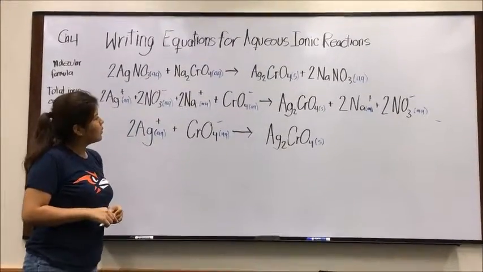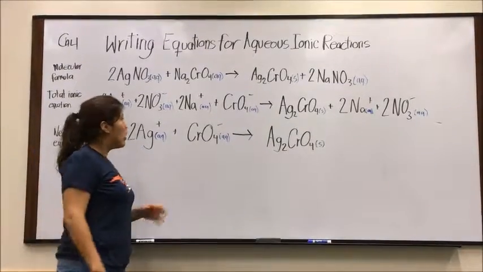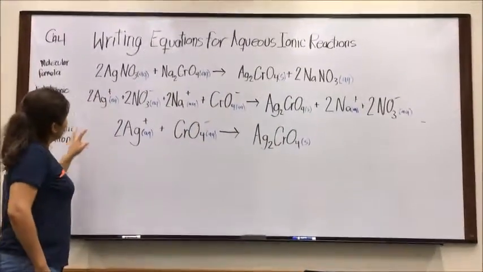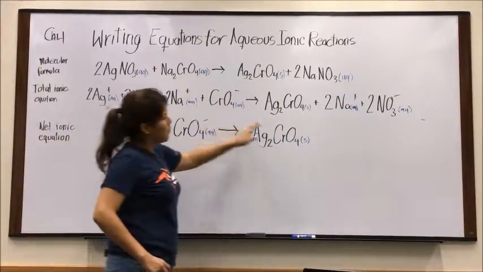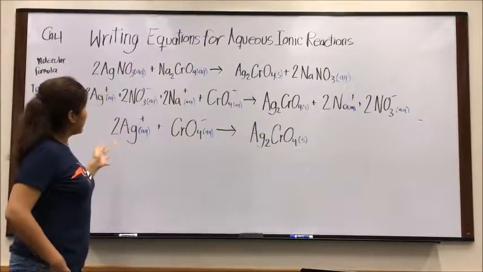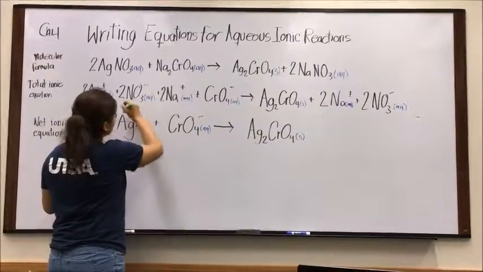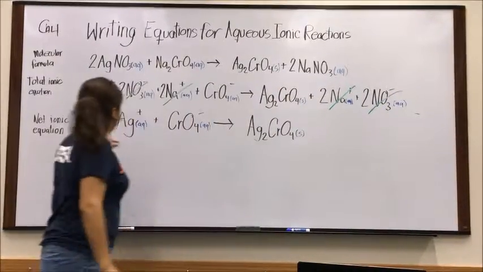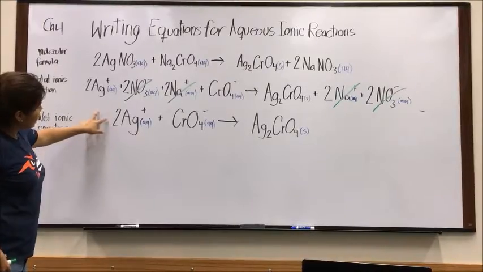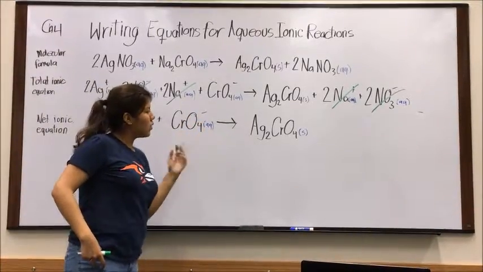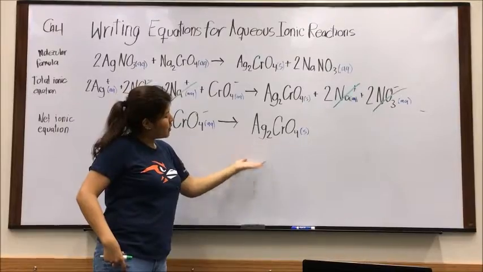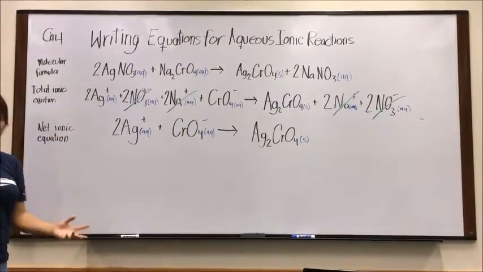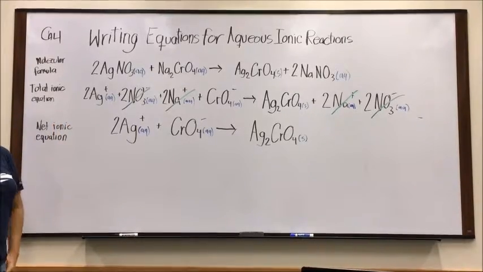In this one we have the cations and anions separate from each other. The next step to take would be to remove the spectator ions, which are the ions that remain the same on both sides of the equation, like nitrate and sodium. We see that they are the same, so we cross them out from our equation. That will leave us with just silver ion and the chromate ion, which would form silver chromate. We can see that the net ionic equation is like the summary of the actual formula.